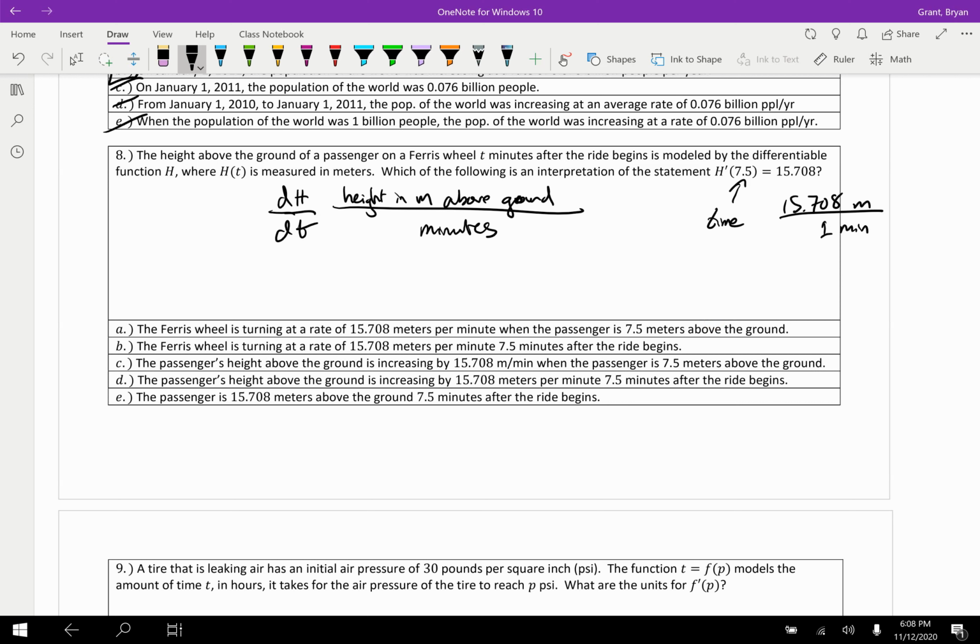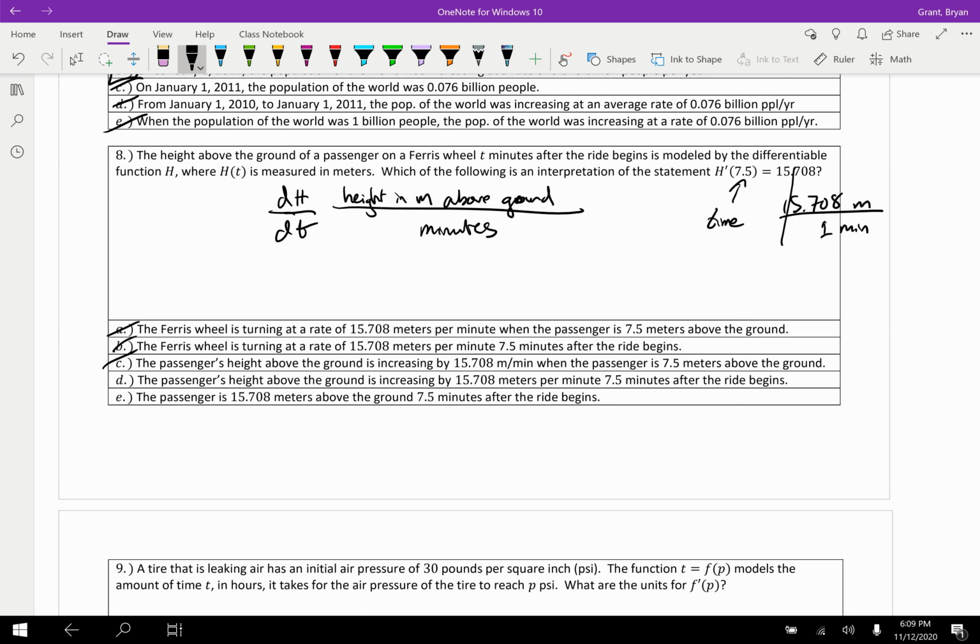The Ferris wheel's turning at a rate. I don't think so. Well, they didn't tell us about how fast it's turning. They just told us about the passenger's height above the ground. Passenger's height above the ground is increasing by 15.708 meters per minute. When the passenger is 7.5 meters above the ground. Wait, that's not 7.5 meters, is it? That's in time. That's minutes, so that one's out. Passenger height above the ground is increasing by 15.708 meters per minute.